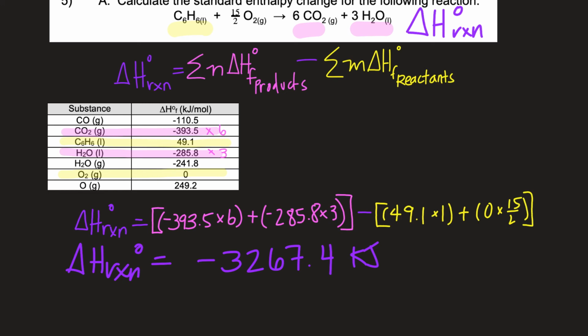Other things to notice here: sig figs are not super important here, but you are doing some addition and subtraction, so you're going to go with the fewest number of decimals, and that's going to be 1 decimal place. Something else you can take away: there's a negative sign here, so that means that apparently this reaction at standard conditions is exothermic.